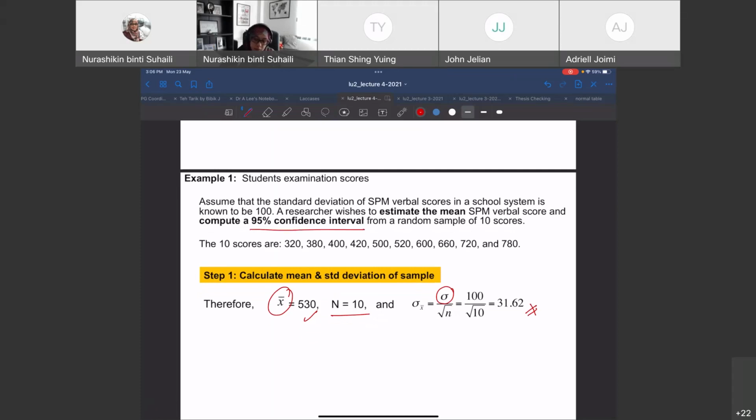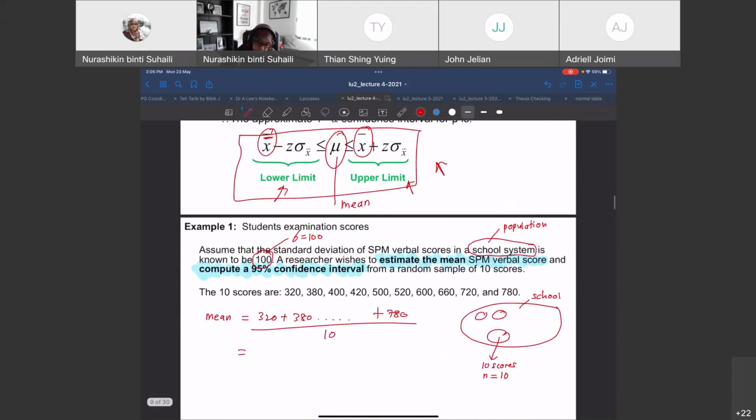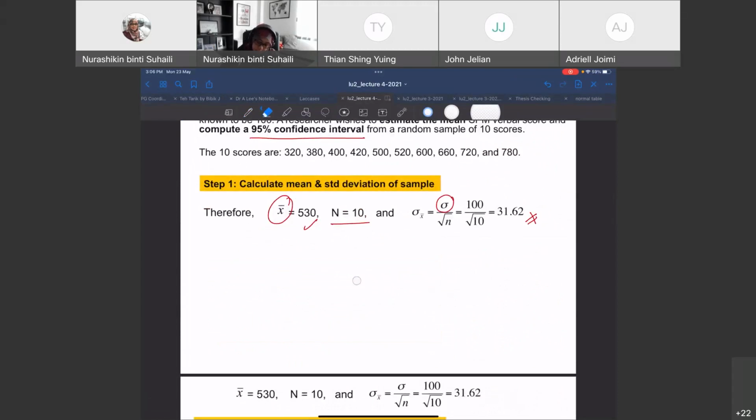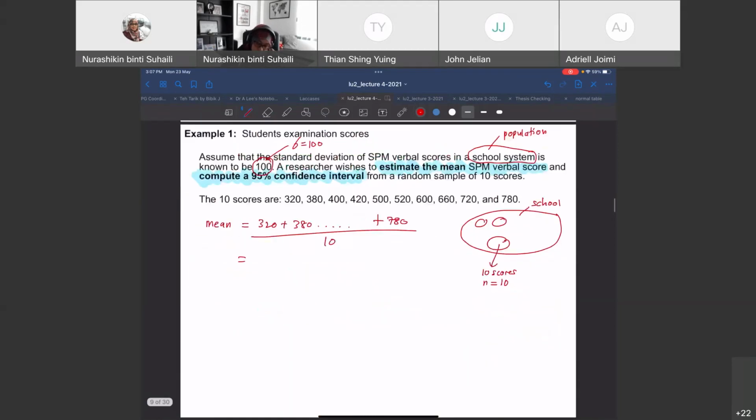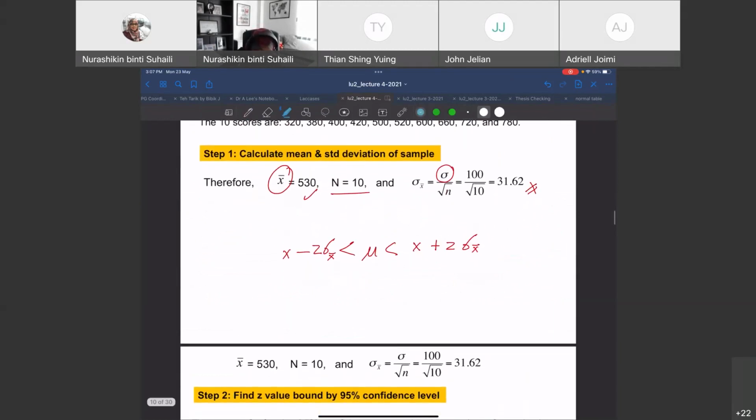Now we need to find the 95% confidence interval. So remember the formula just now: mu is equal to x minus z times the standard deviation, and x plus z times the standard deviation of the sample. What we do not know yet is the z value, so we have to solve that.